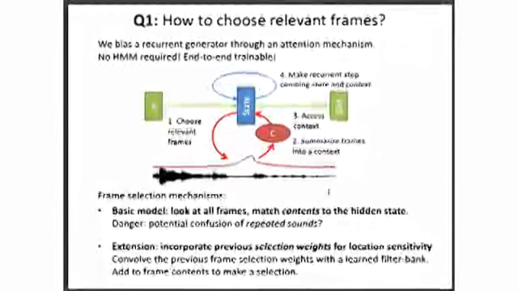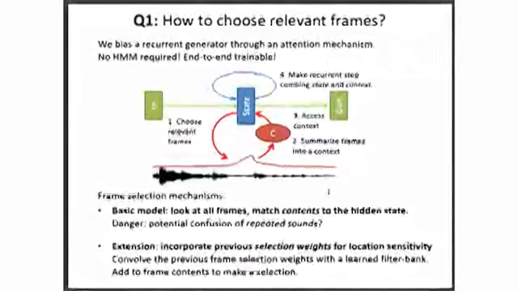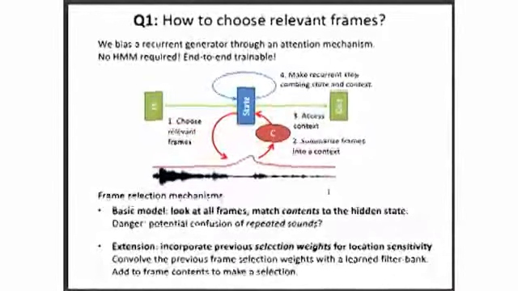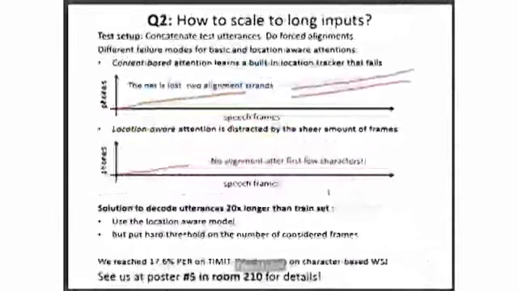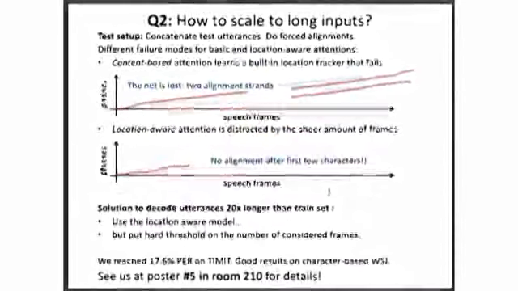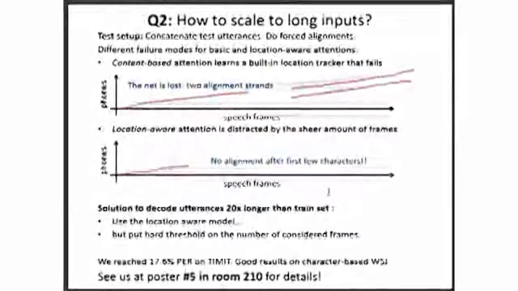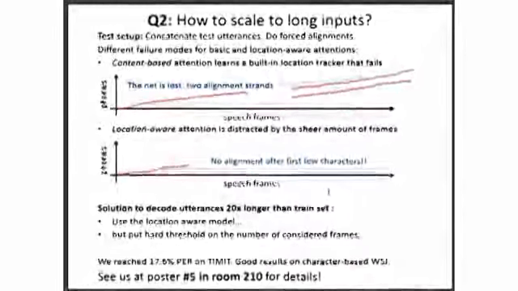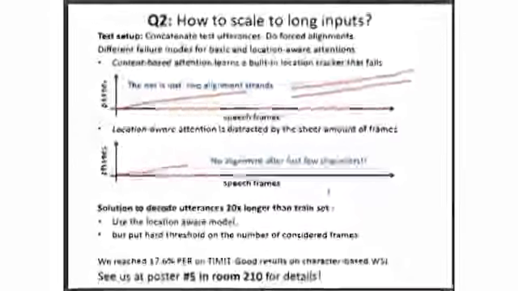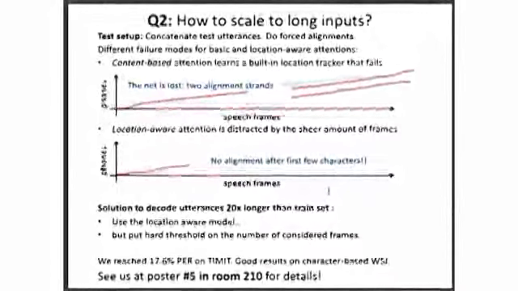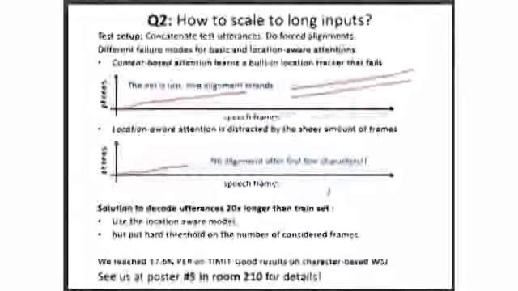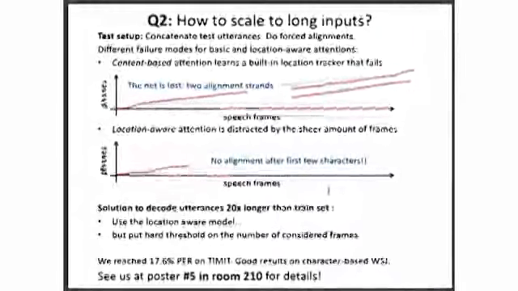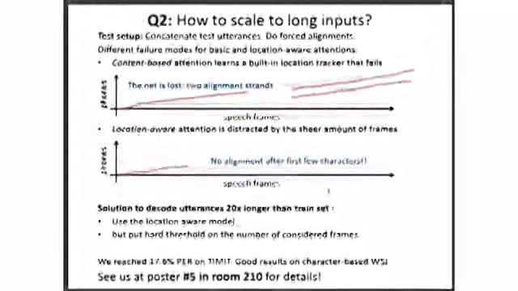So then maybe the more important question, can you apply this to something much longer than your training data? It turns out that both models fail, but they fail in a different way. The content-based model learns an implicit location tracker, and this location tracker is very unreliable. So when you ask it to decode a long sequence, it would first decode fine, and then essentially loop around and loop around and loop around, and there is no way to fix it. Now the location-aware one would do just fine for a while and then refuse to do anything.